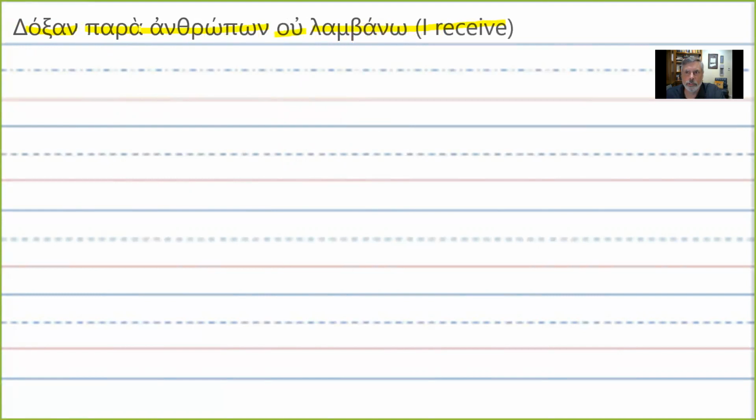Para with the genitive, because we have here the genitive case, para with the genitive is from. I did not receive glory from man. So that's pretty straightforward, I think. Or men, excuse me, that's plural. Let's make sure I do that right.